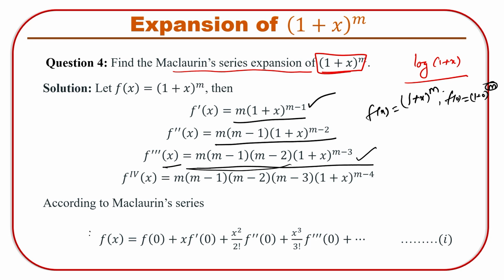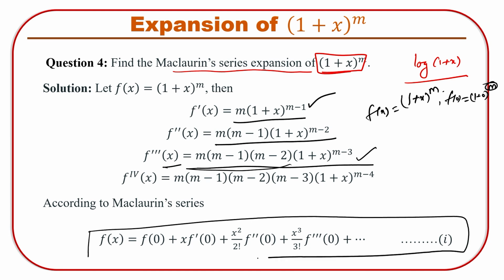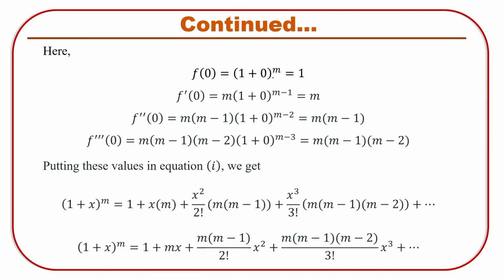So, what is the Maclaurin series? The Maclaurin series formula is this one. F of x can be written as f of 0 plus x into f dash 0 plus x square by factorial 2 f double dash 0 plus x cube by factorial 3 f triple dash 0 and so on, right. So, put the value here in f dash of x, f double dash and f triple dash and f fourth one. So, f of 0 is 1 plus 0 power m. So, 1 to the power m, and taking m as positive, that will give you 1, right.